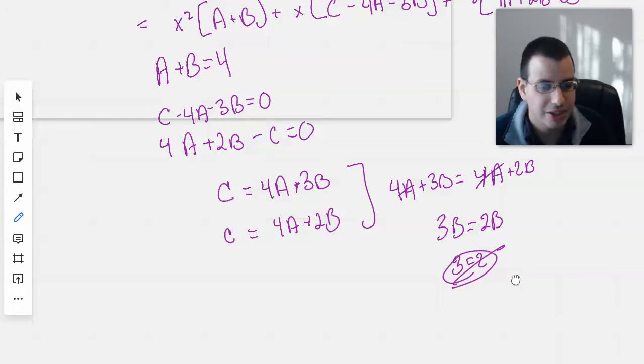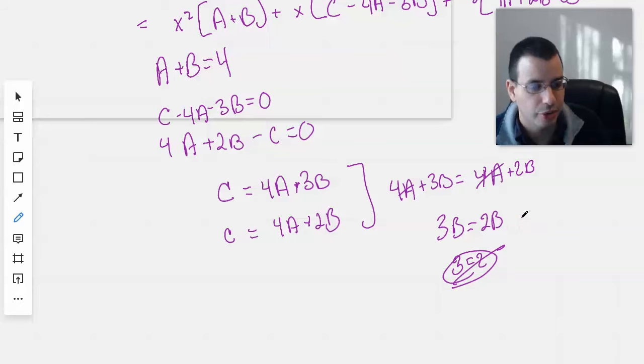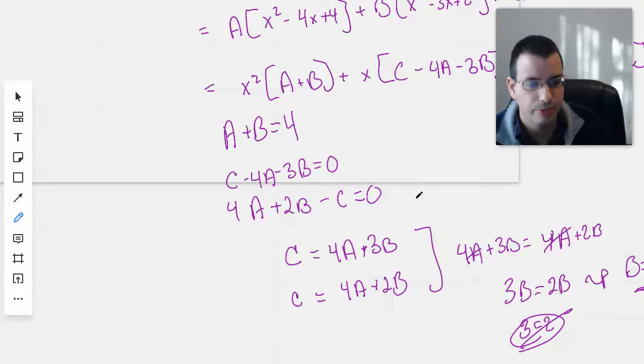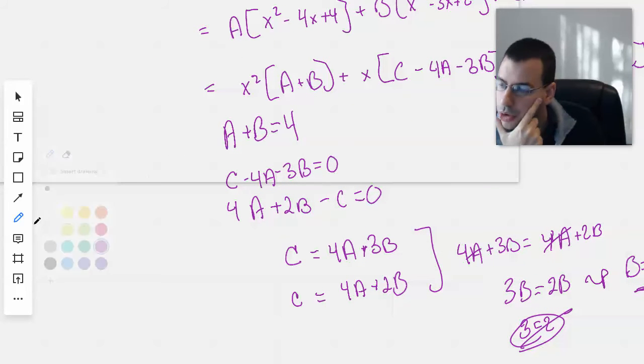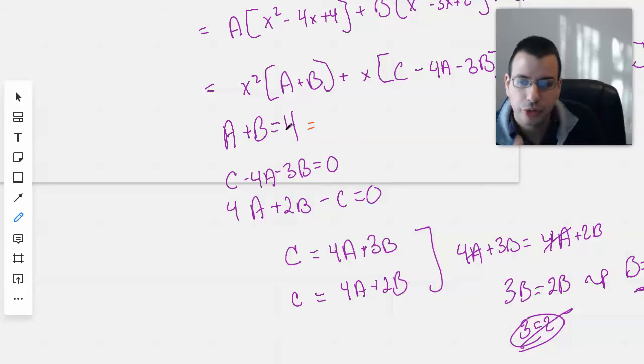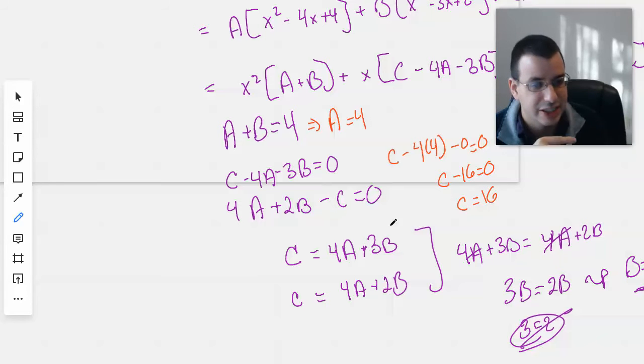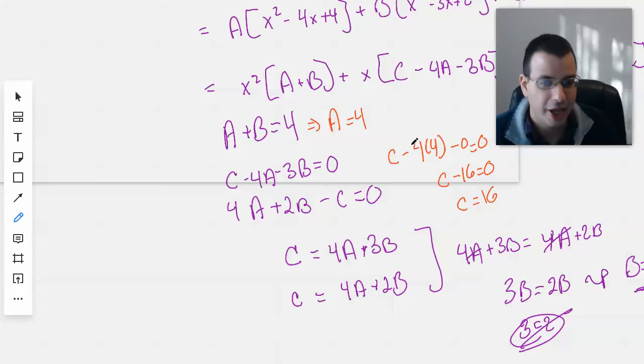So the reason we got that crazy answer of 3 minus 2 was because the only way this is true is if b equals 0. So we know b equals 0. Come back up here. We know then that a equals 4. And so we have c minus 4 times 4 minus 0 equals 0. C minus 16 equals 0. C equals 16. Okay, so now we know A, B, and C.